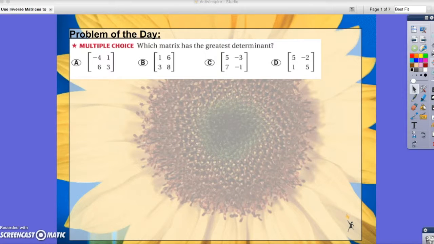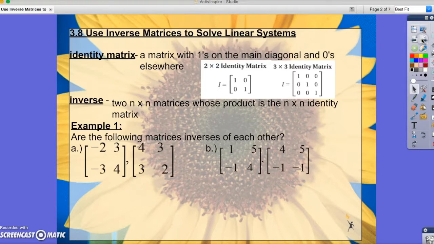Okay, so today we take a look at lesson 3.8. Pause the video and solve the problem of the day. So 3.8 is use inverse matrices to solve linear systems.